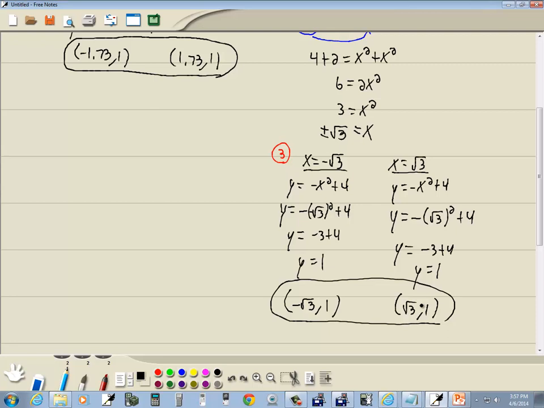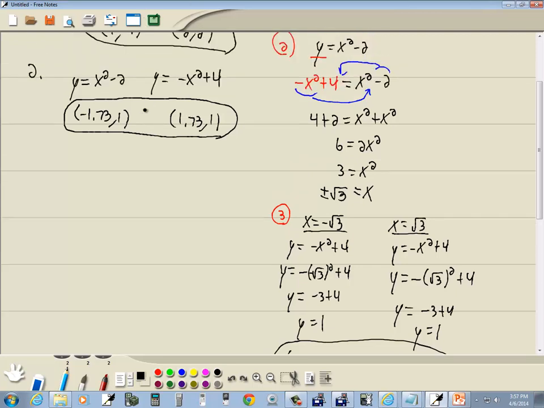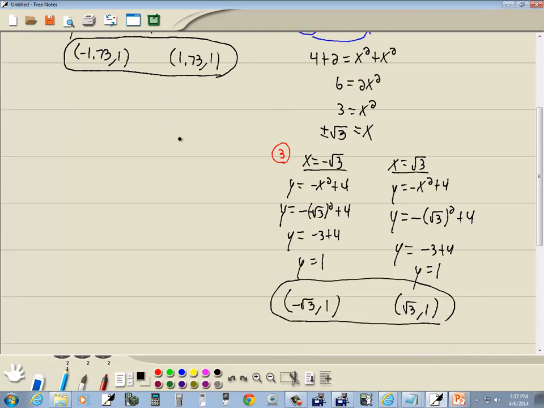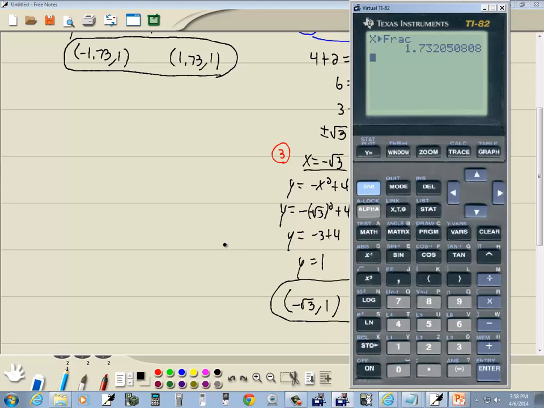So if you're happy with decimal approximations, if you can get y by itself fairly easily, then the calculator works nicely. If you want exact answers, then some of them you just have to do by hand if you want to get what it is equal to exactly. And that's solving a nonlinear system of equations on a TI-82 calculator.